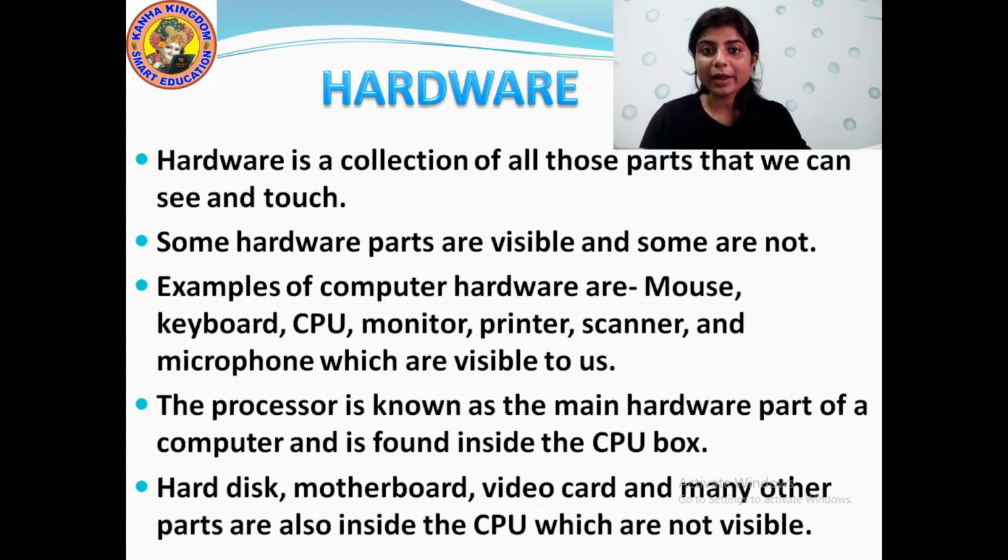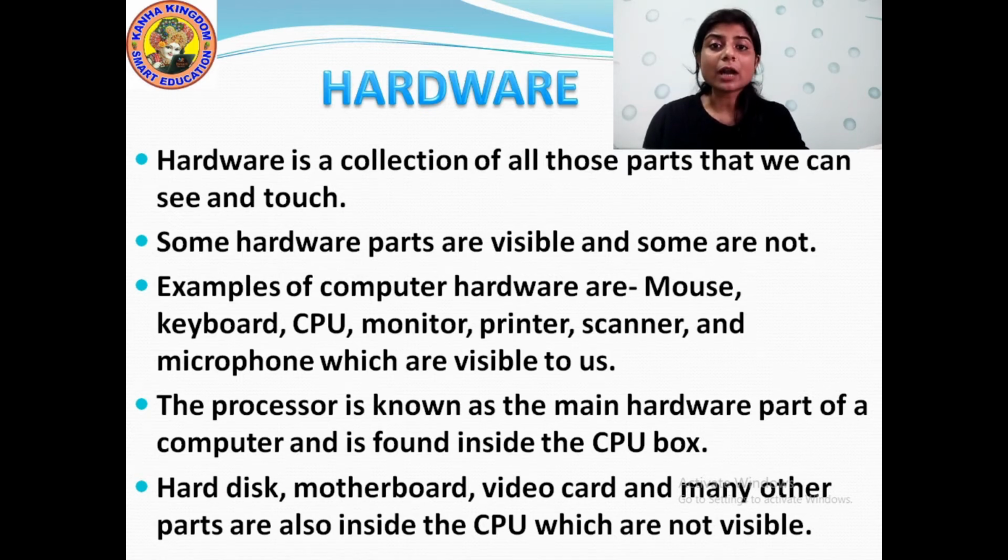Understood what is hardware? Hardware are the parts of a computer system which we can see and we can touch. For example, mouse, keyboard, CPU, monitor, printer, scanner, microphone. Some hardware parts are visible to us and some are not because they are situated inside the system. That is why we cannot see them. But when we open the system, we can also see them and we can also touch them.